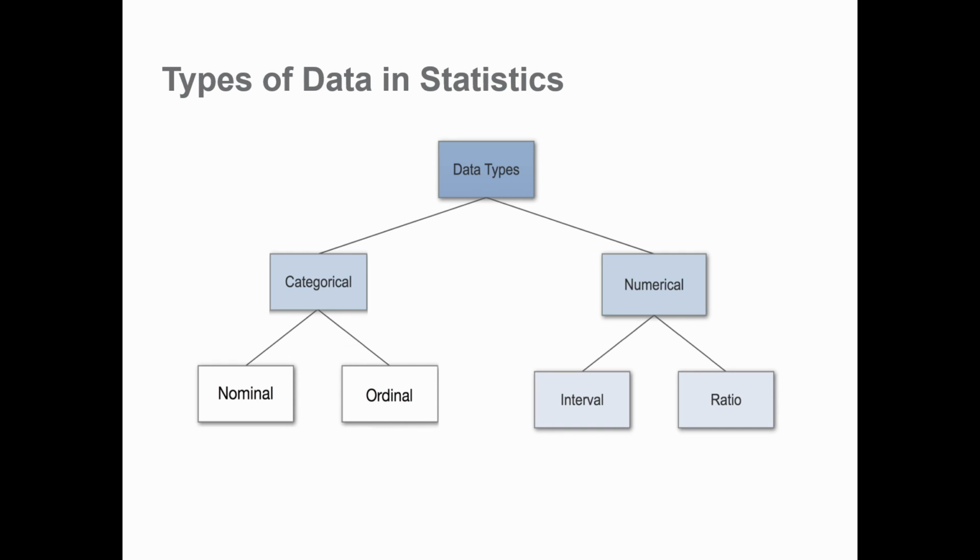So these are the types of data in statistics. The data can be categorical or numerical. The categorical data is further classified as nominal or ordinal, and numerical data is further classified as interval or ratio.